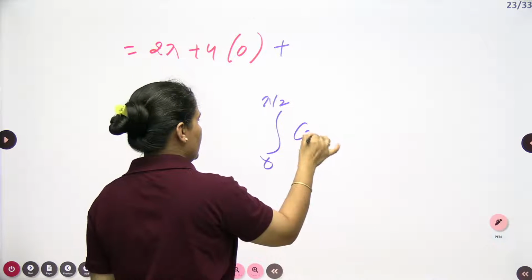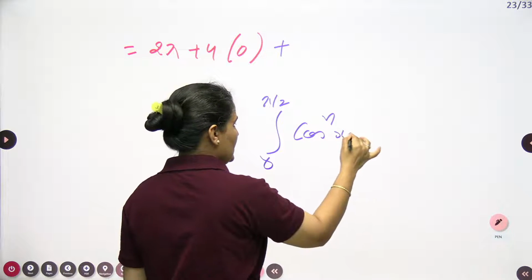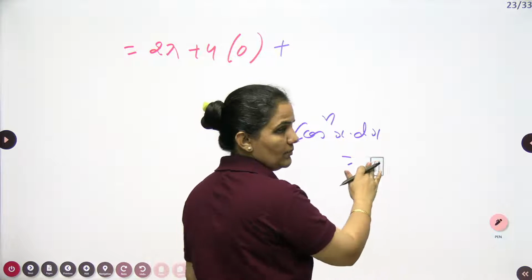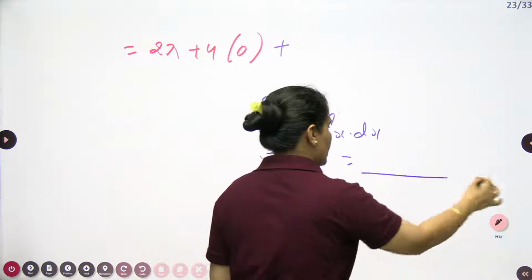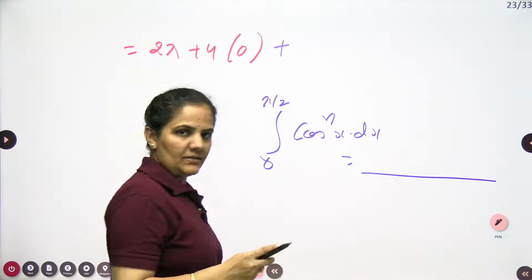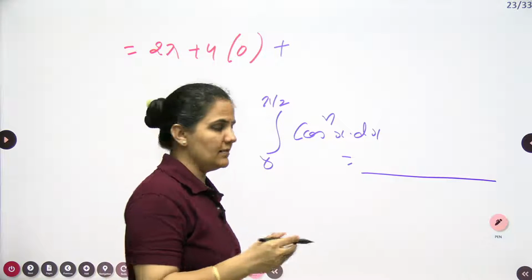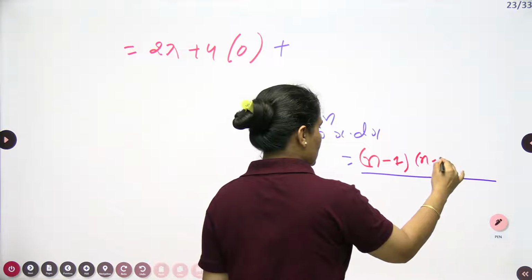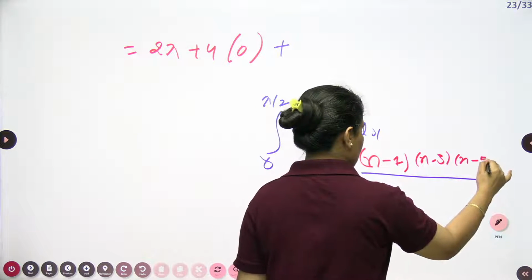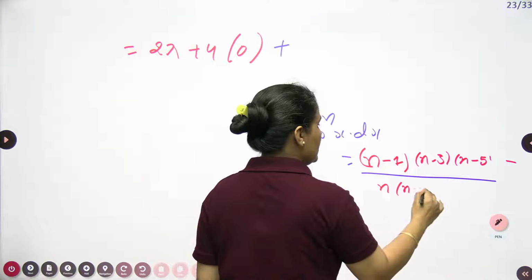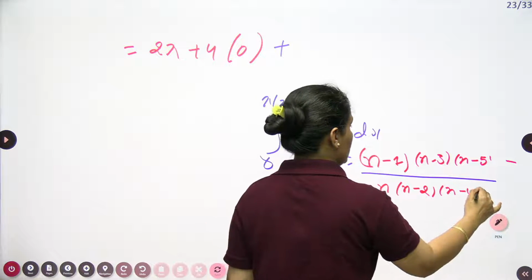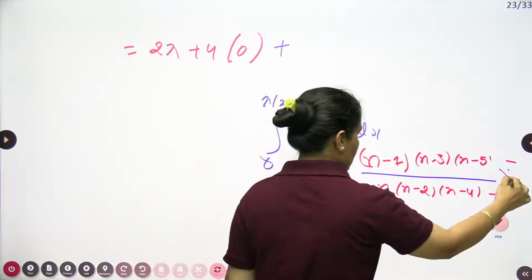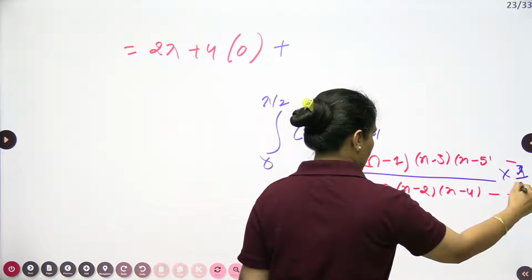And when you solve this one, for that we are having a formula: integral 0 to pi by 2 of cos to the power n x dx, which is always equal to (n minus 1)(n minus 3)(n minus 5) and so on, all the odd terms, divided by n, (n minus 2), (n minus 4) and so on. Okay, and if your n is an even number, then you will multiply with pi by 2 also here.